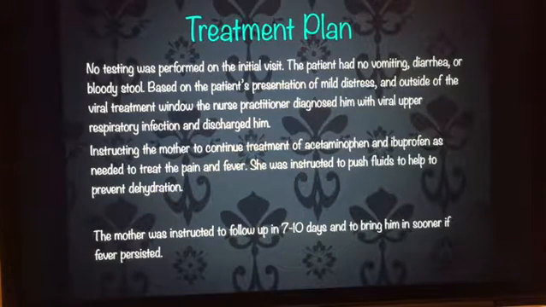The treatment plan for this individual. Surprisingly, there was no testing performed on the initial visit. The patient had no vomiting, diarrhea, or bloody stool. So based on his presentation of mild distress, and outside of the viral treatment window, the nurse practitioner diagnosed him with a viral upper respiratory infection and discharged him.